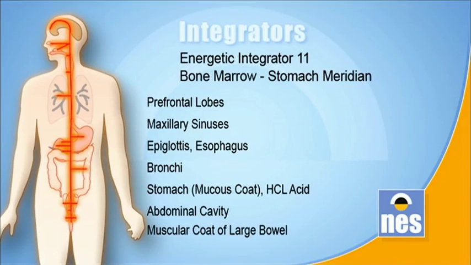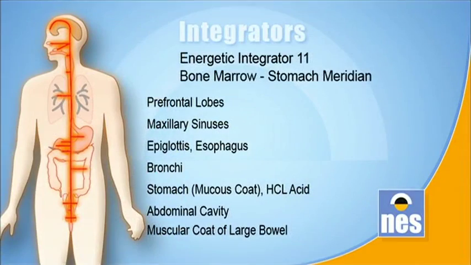The muscular coat of the large bowel stores a whole lot of toxins. That's why we need to treat it. That's why when you use this integrator, you might get strong detox reactions for weeks afterwards. It's important to remember muscular coat of duodenum as well, but the stomach mucus coat is slightly different, and then the muscular coat of the large bowel.